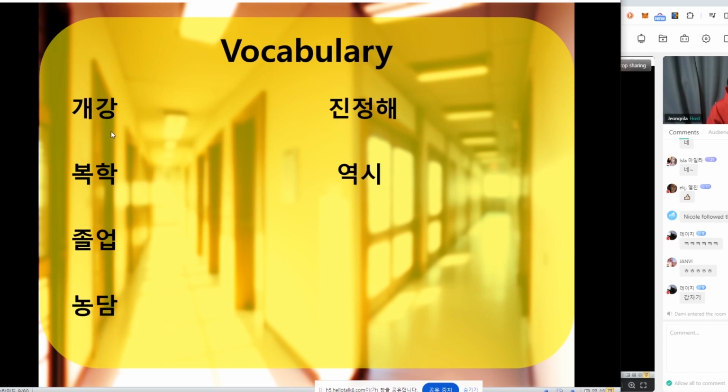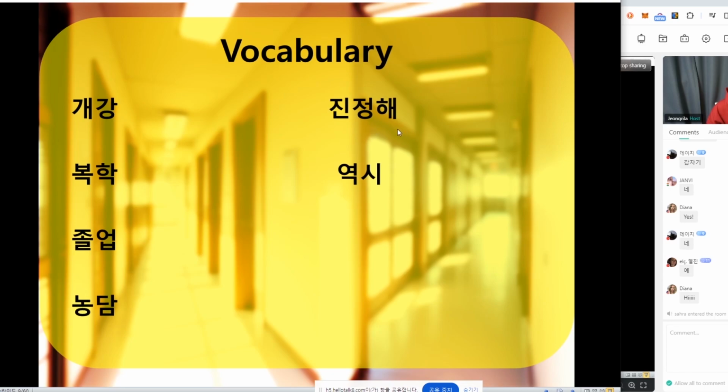개강. Good. And the next thing, 복학. 복학. Good. And the third one, 졸업. 졸업. Good. Good. And the next one, 농담. Are you repeating after me? 농담. 자, 그 다음. Hi, Diana. Okay, the next one.